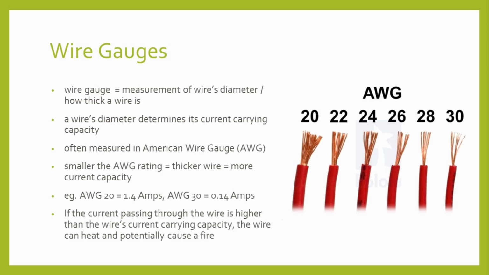A wire's gauge is how thick a wire is, and this determines how much current can flow through the wire. This is important because if the current flowing through the wire is higher than its current carrying capacity, the wire can overheat, melt things, and cause fires.